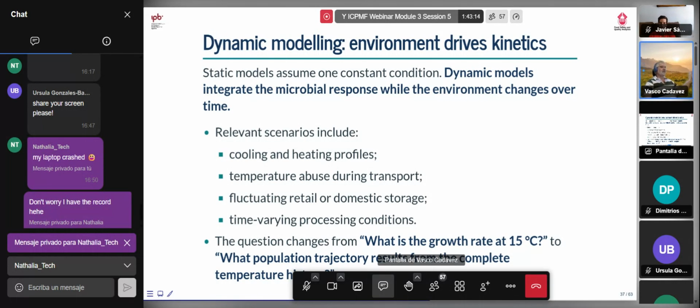So in the static model, we have a question: what is the growth rate at 15 degrees? But when we have temperature variation, the question is what population trajectory results from the complete temperature history. So what will happen a long time if the temperature is changing.